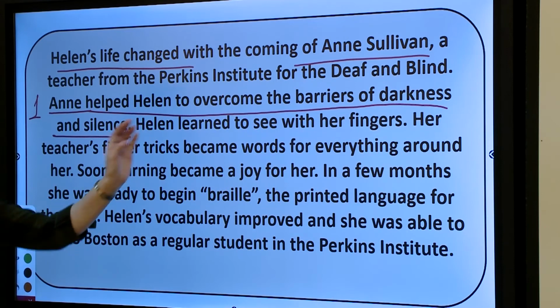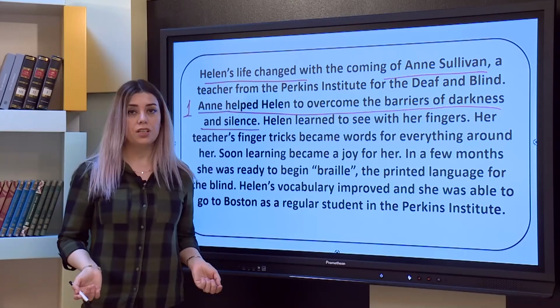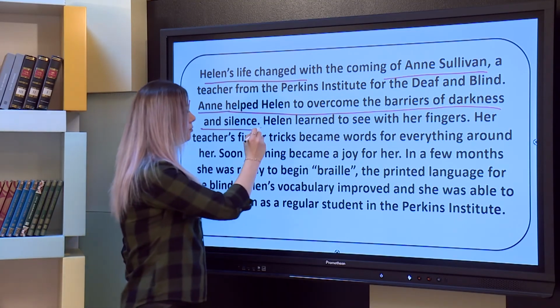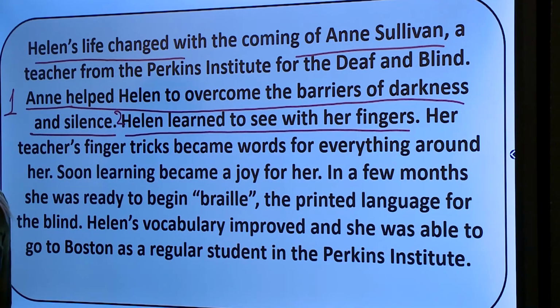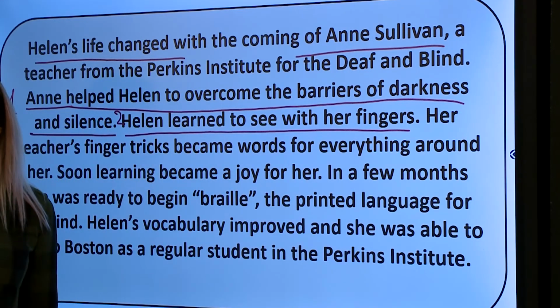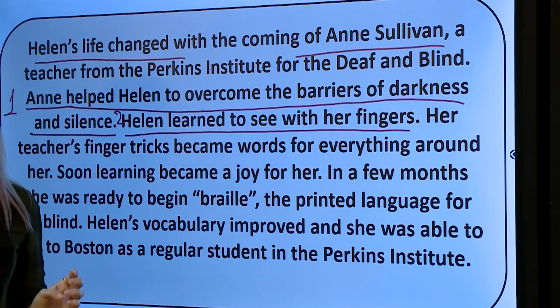Let's see if this is a supporting detail. Helen learned to see with her fingers. Yes, something new happened in her life. This is our second supporting detail. Something new happened in Helen's life. She could see with her fingers. How can it be possible?